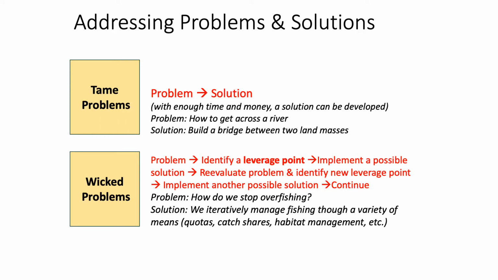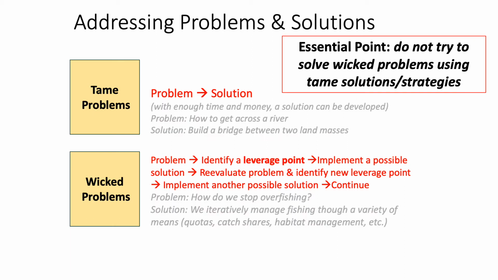So one example is, how do we stop overfishing? Well, our solution might be something like iteratively managing fishing through a variety of means, such as quotas, catch shares, habitat management, etc., and continuing to reevaluate as we implement those means of addressing our initial overfishing problem. It is essential to note that we do not try to solve wicked problems using tame solutions and strategies.